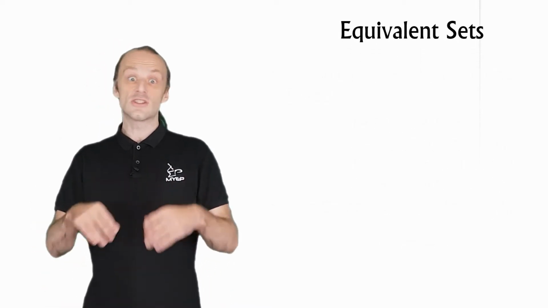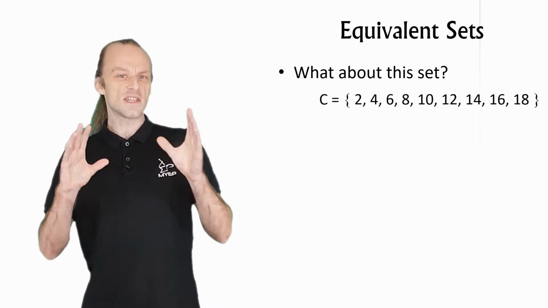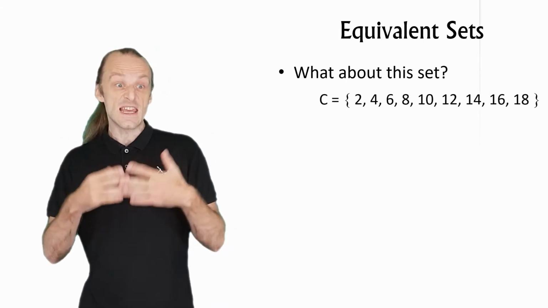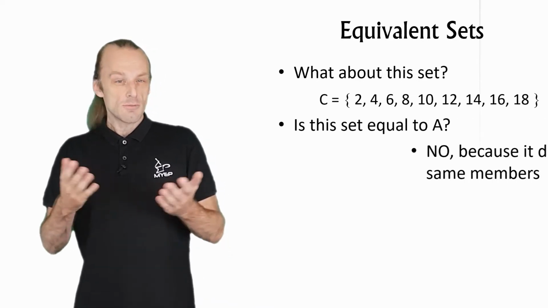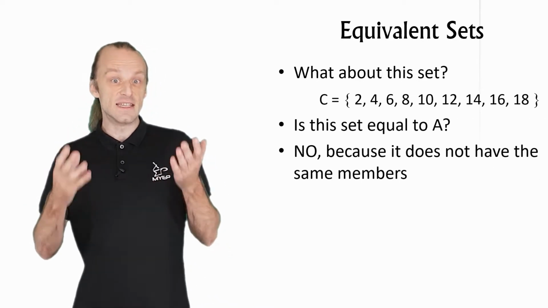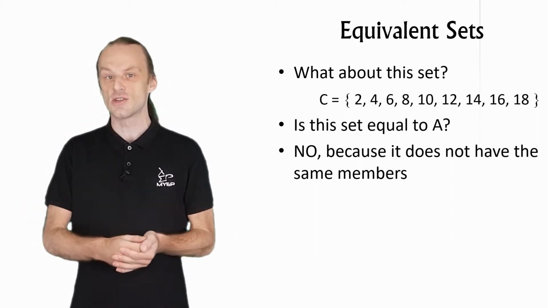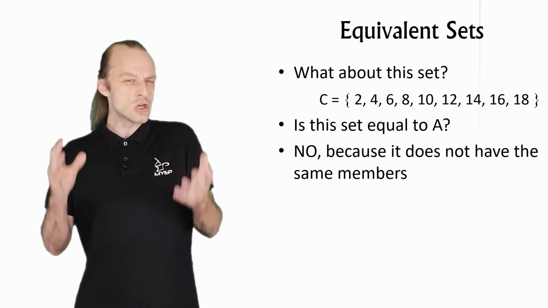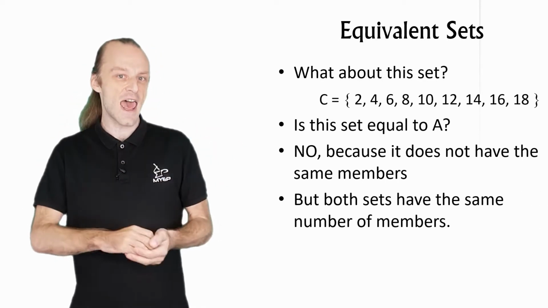So now we've looked at equal sets. What about this set? Here we have the set C. So, is this set equal to set A? Clearly, we can see it has different members. These are the even numbers that are less than 20. And so we would not say that the set C is equal to the set A.